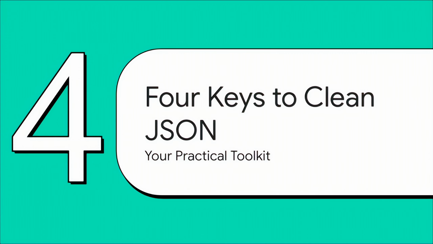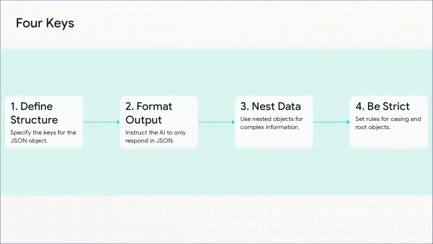I'm going to give you 4 really simple but incredibly powerful techniques you can start using right now to get clean, reliable JSON. All right, here are the 4 keys to mastering this whole thing. First, we're going to ask for a specific structure. Then, we'll use formatting instructions. After that, we'll see how to define nested, more complex structures. And finally, we'll learn how to be really strict with our expectations. So let's dive into each one.